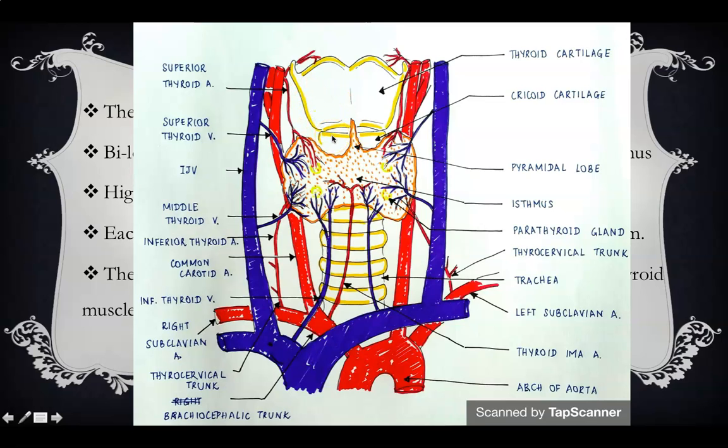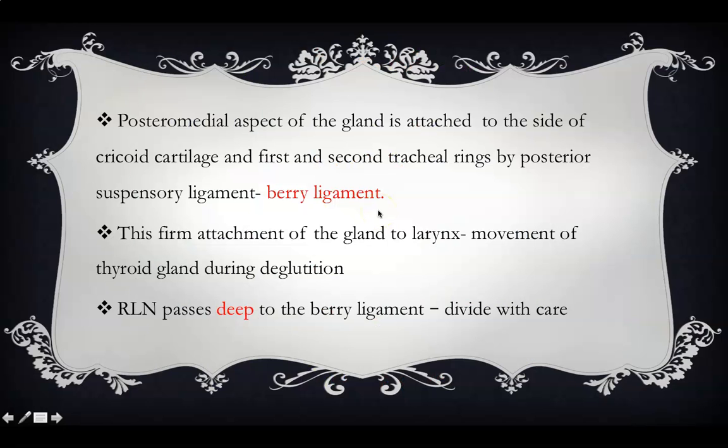Now when you draw in your diagram in your exams, please make it a little bit up. Posteriorly, it will cover the cricoid and the first and second tracheal rings. So the posteromedial aspect of the gland is attached to the side of cricoid cartilage and first and second tracheal rings by the posterior suspensory ligament.